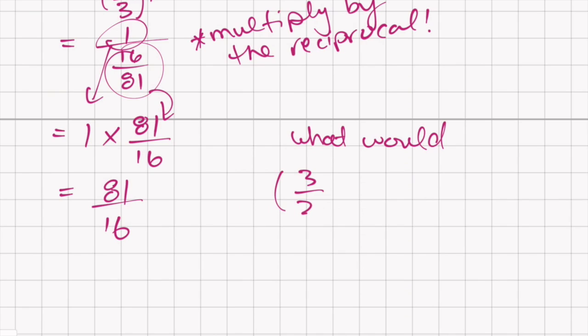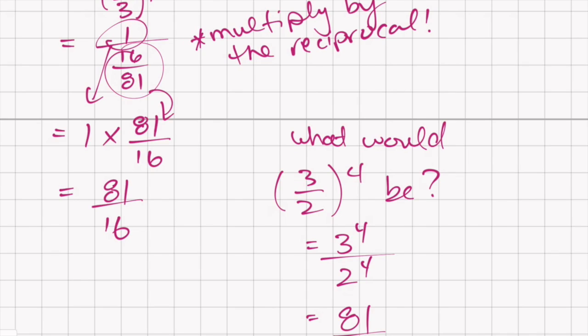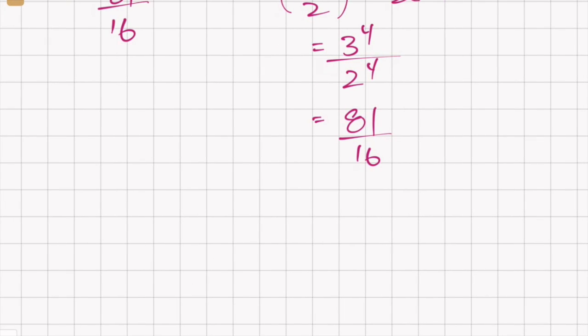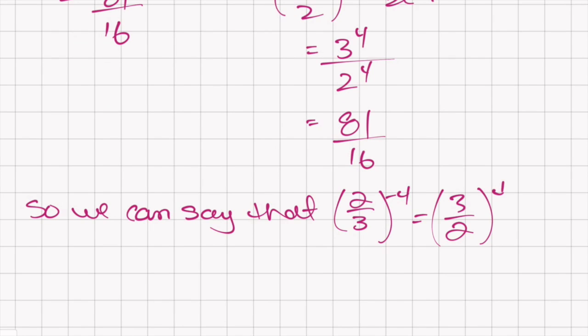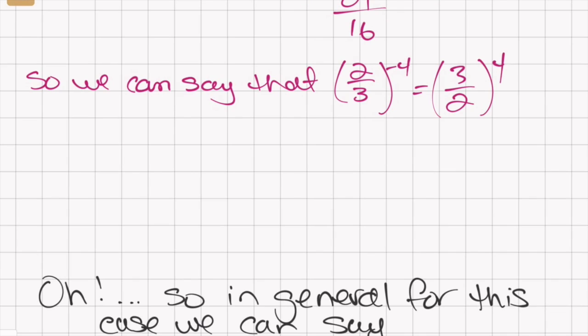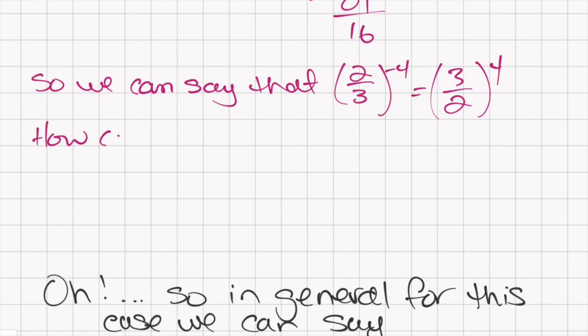But what would happen if we just flipped our original fraction? So what would 3 over 2 to the exponent 4 be? Well, we could just bring in our exponent. We could have 3 to the exponent 4 divided by 2 to the exponent 4, which would actually give us the same answer of 81 over 16. So what that actually means is that 2 over 3 to the exponent negative 4 is actually equal to 3 over 2 to the exponent 4. So we don't have to perform that other math. We can just flip this one and do the positive exponent.